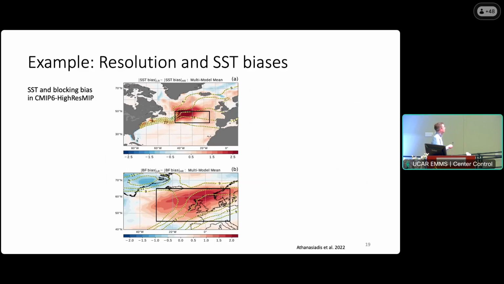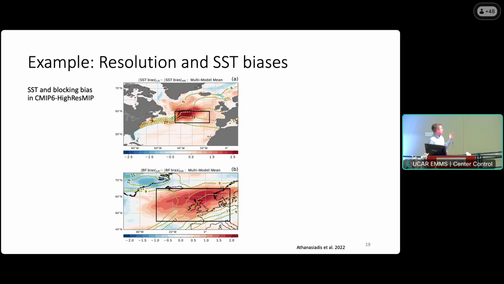So here's a highlight result from this paper by Athanasiadis et al., looking again at the set of HighResMIP models, but now looking specifically at the role of SST biases for blocking performance in these models. And it's a very detailed study, and I'm just trying to give the upshot here from a detailed analysis. What is shown on the top is the difference in the SST bias between a set of low resolution and high resolution ocean models. What happens in the North Atlantic is that the low resolution models have a cold bias in this region. And because there's a cold bias in these low resolution models, you get too strong a regional gradient. So temperature decreases too quickly going from the equator to the pole.